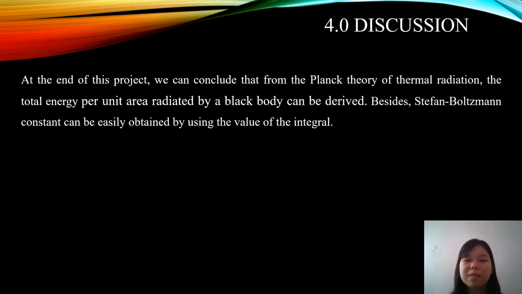So now we have come to the last part of this mini project, which is the discussion part. At the end of this project, we can conclude that from the Planck theory of thermal radiation, the total energy per unit area radiated by a black body can be derived, which is the first objective of this mini project. Next, we need to evaluate the value of the Stefan-Boltzmann constant by using the value of the integral. And in this case, we can achieve it easily by using the method of scipy.integrate. And as you can see from the previous part, the calculated value forms a good agreement with the theoretical value.